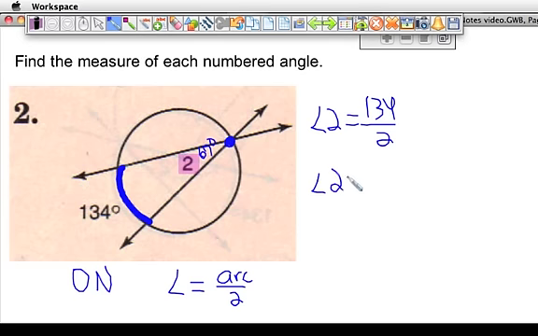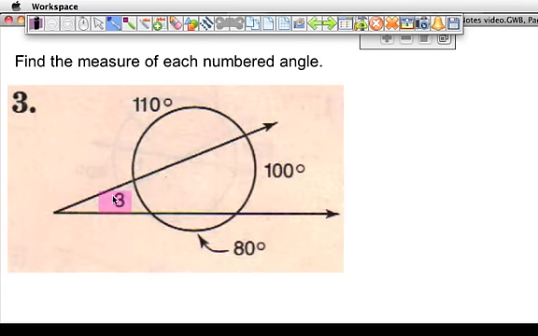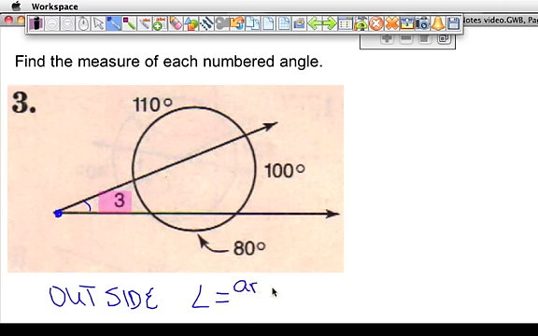And the last one I want to look at is number 3, just to make sure that you've seen all these rules before you get here to school. This angle here is on the outside. Angle 3, the one they want right here, is on the outside. And there's a rule for when angles are on the outside. All you do is subtract two arcs and then divide by 2. It's the arc difference, and then you divide by 2.